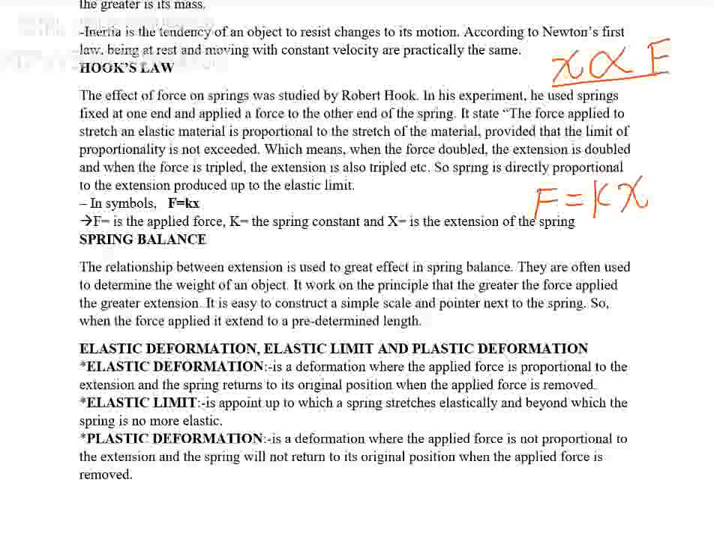times x. And this, F is what? The applied force, K is the spring constant, and x is the extension. Therefore, by using this equation, you can calculate the force on a spring when it's stretched by applying some force. And also, if you are asked to calculate the spring constant, K is equal to F over x, or if you are asked to determine the extension, x is equal to F over what? Spring constant K. You can use either of these.